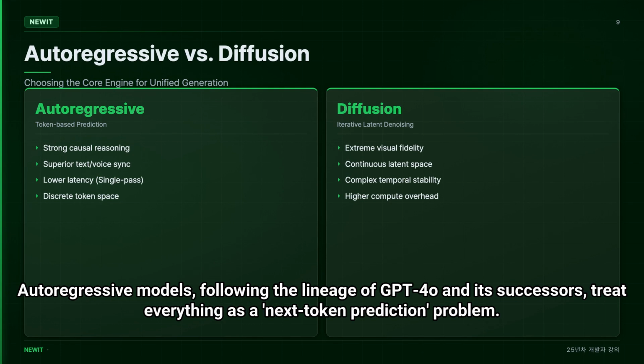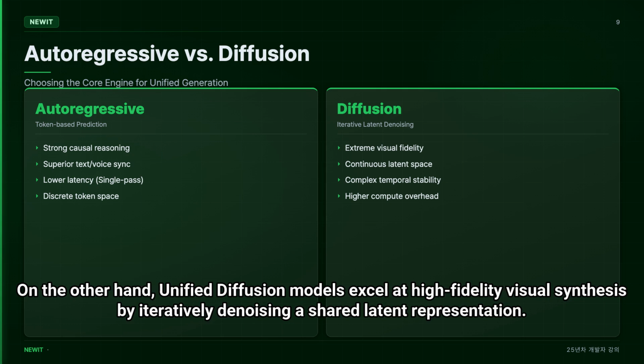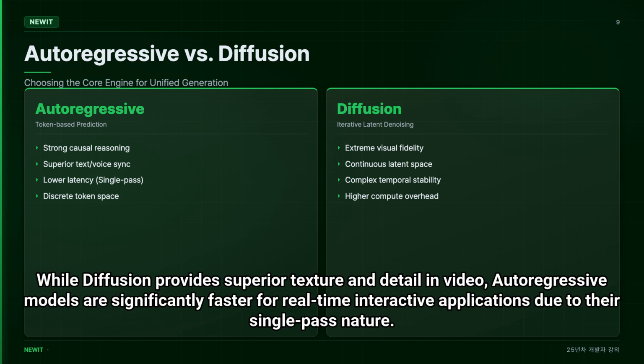In the current landscape, two titans dominate the unified generation engine: autoregressive transformers and multimodal diffusion models. Autoregressive models, following the lineage of GPT-4 and its successors, treat everything as a next token prediction problem. This makes them exceptionally strong at reasoning and maintaining logical flow across text and voice. On the other hand, unified diffusion models excel at high-fidelity visual synthesis by iteratively denoising a shared latent representation.